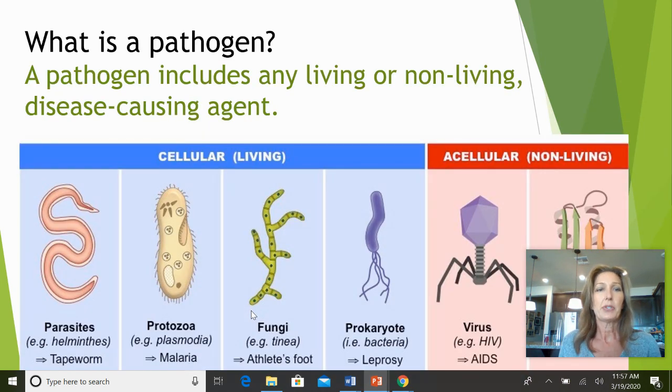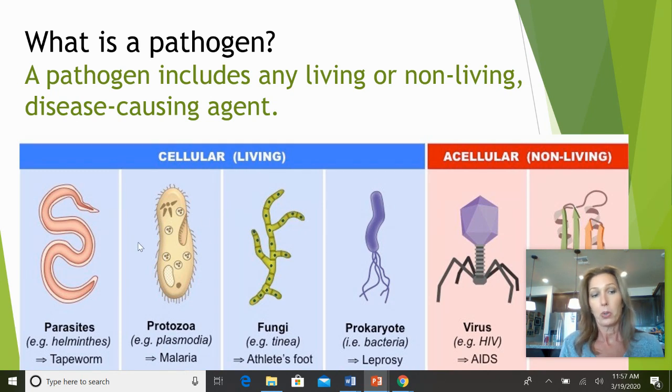Now, here's the question that we need to be addressing: what is a pathogen? When we say the word pathogen, we are talking about any disease-causing agent. I chose this particular diagram because I want you to understand that when somebody says it's a germ, well, germs are pathogens, everybody's everyday language for pathogen.